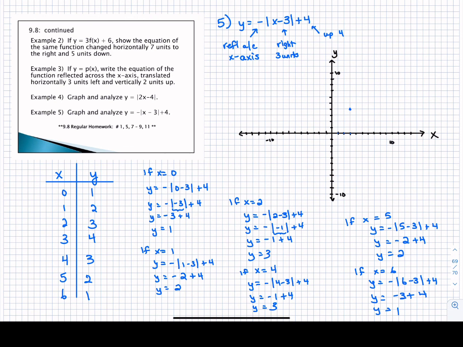So I'm going to go ahead and plot these points. When x is 0, my y value is 1. When x is 1, my y value is 2. When x is 2, my y value is 3. We know we pass through (3, 4). Then we've got (4, 3), (5, 2), and (6, 1). So we can definitely see a beautiful pattern emerging here, and it makes it nice and easy for us to graph these functions.